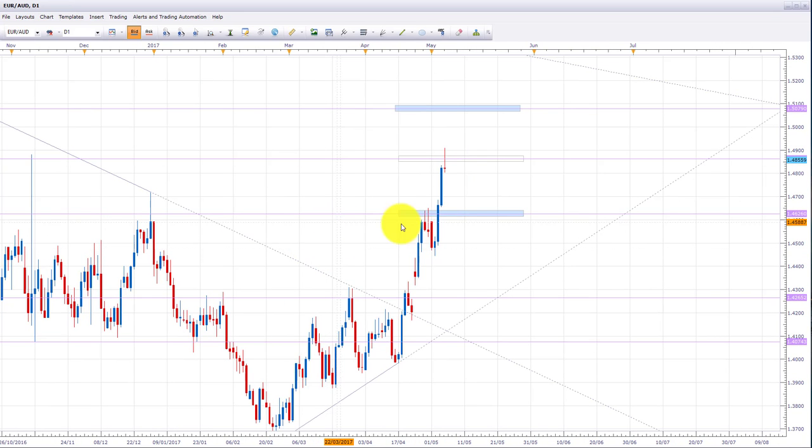EurUsd. EurUsd broke above this key area of resistance here. You can see it actually broke through here, came up, tested this. They knew where this was, pulled back, and did continue in the uptrend.